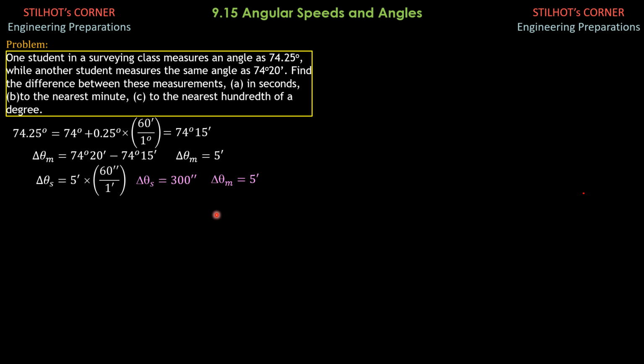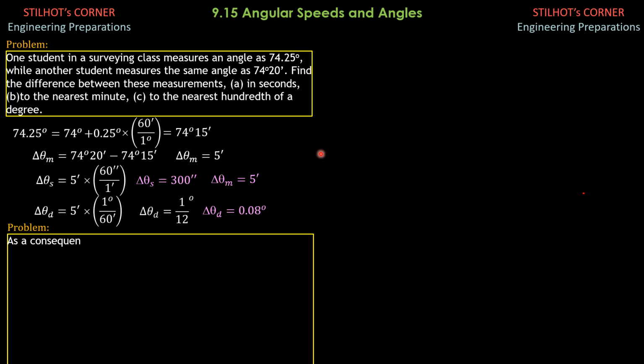We proceed to the next, to the nearest hundredth of a degree. So this is to 2 decimal places. This 5 minutes will be multiplied by 1 degree per 60 minutes. And that is 1/12 of a degree, and in decimal that's 0.08 degree. So that's it for that first problem. Let's proceed to the second.